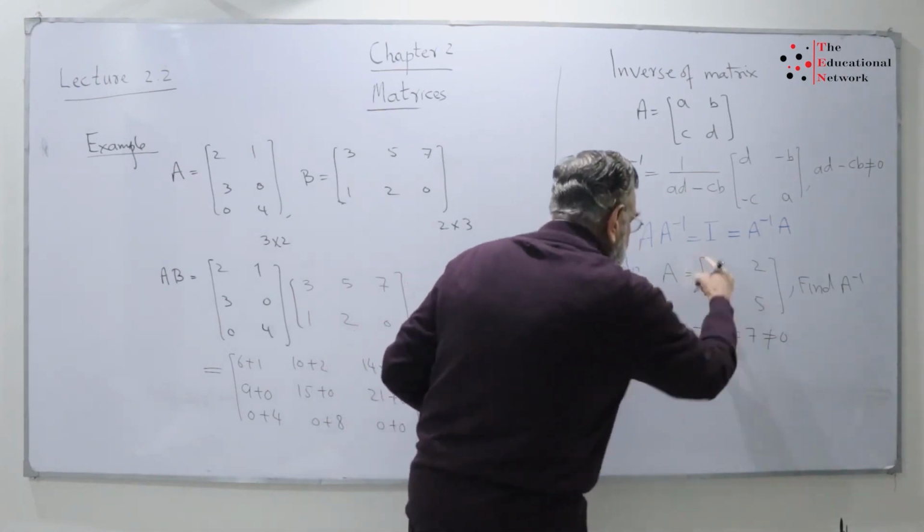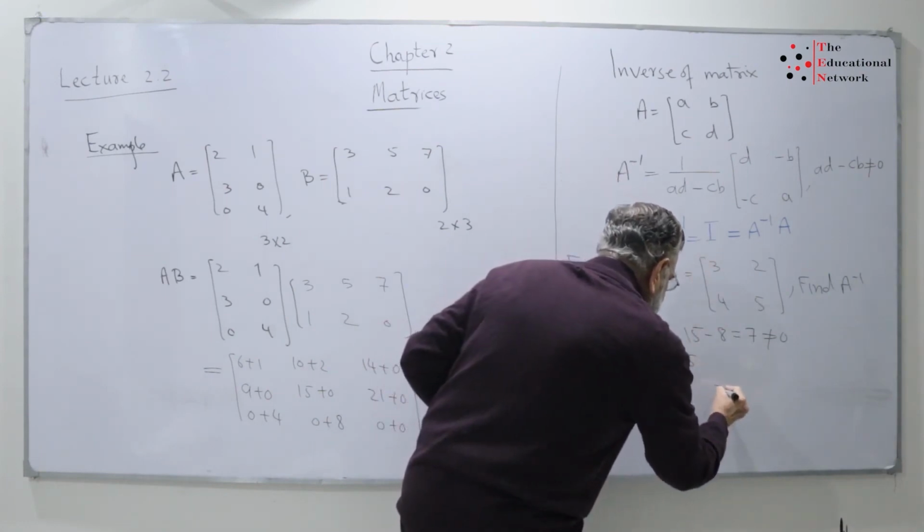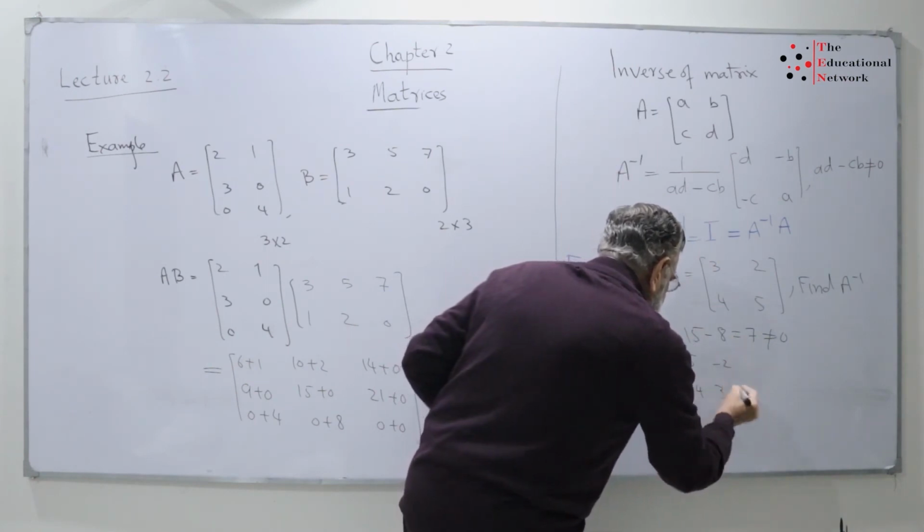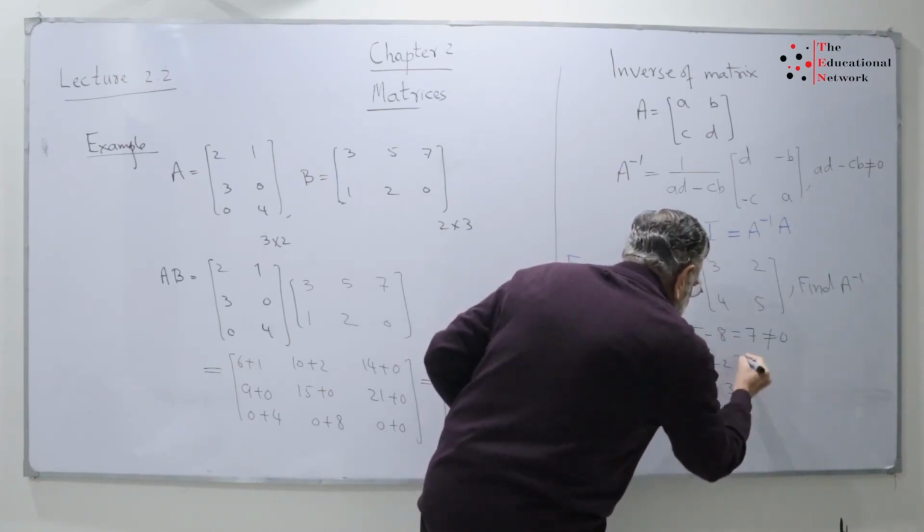Then I interchange these two. I get here 5, I get here 3. Multiply by minus, I get minus 2. I get here minus 4. So this is my inverse of matrix A.